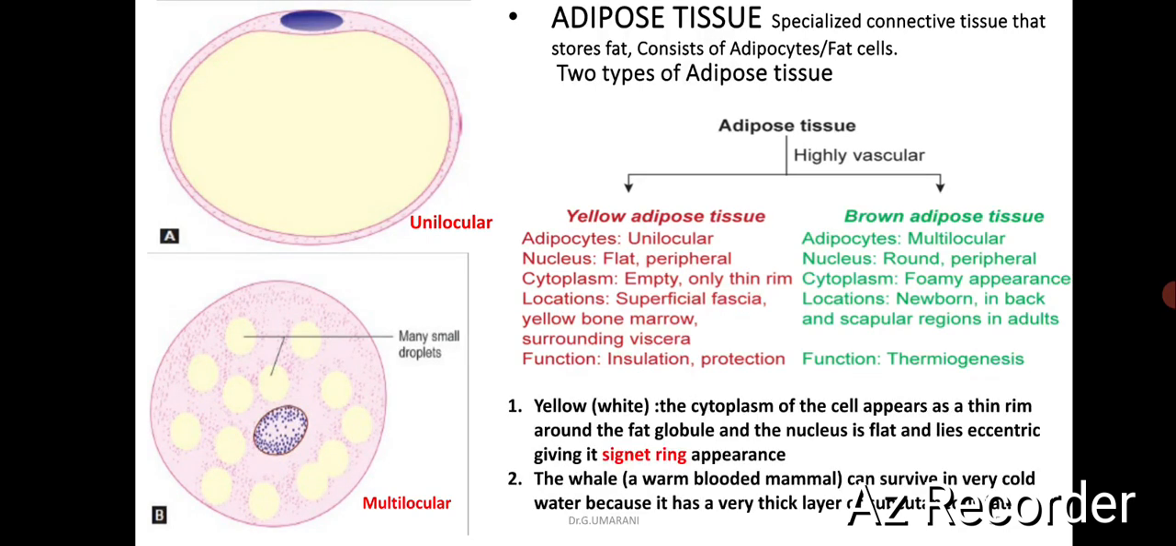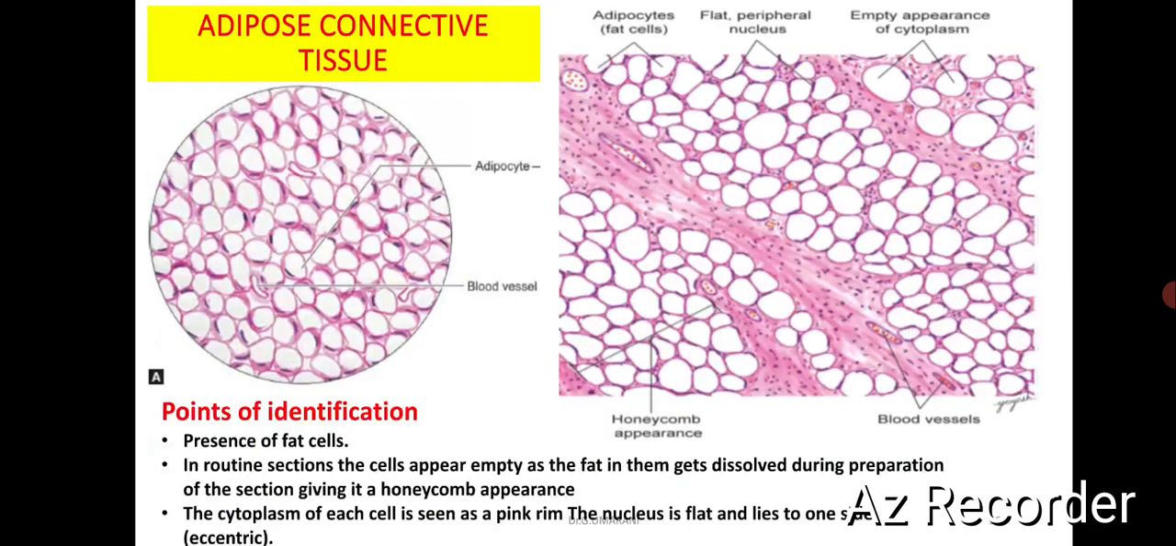In yellow adipose tissue, the cytoplasm of the cell appears as a thin rim around the fat, and the nucleus is flat and lies eccentrically. It gives rise to a signet ring appearance. A warm-blooded mammal like the whale can survive in very cold water because it has a very thick layer of subcutaneous fat. This is the slide of the adipose connective tissue.